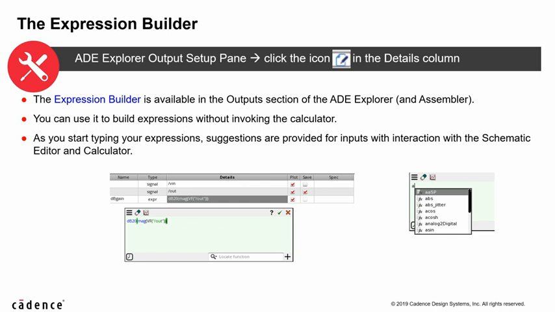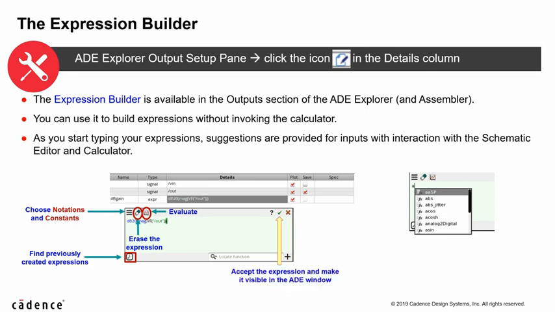All the calculator functions are available here. You can choose notations and constants, you can erase the expression, you can evaluate the expression, you can find previously created expressions. You can also accept the expression and make it visible in the AD window using the green tick mark. As you start typing your expressions, suggestions are provided for inputs with interaction with the schematic editor and calculator. An autocomplete drop-down list appears as you type, listing functions starting with that character.